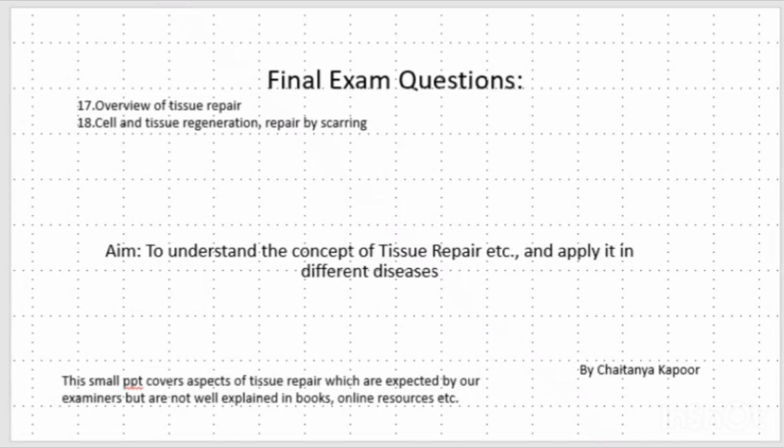Because the examiner can bring you to these topics even if you get a chronic inflammation question or, let's say, a proliferative phase inflammation question. So for our department, you have to understand the concepts and words like granulation tissue, reorganization, and the ability to integrate the concept of repair in many different diseases of systemic pathology, which you'll read this semester. So let's get started.